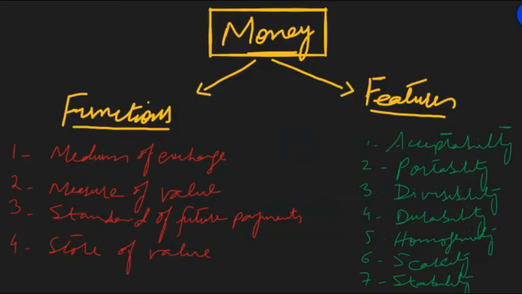One is functions of money, and number two is features of money. Money performs four functions. One is medium of exchange, the other is measure of value, the third is standard of deferred or future payments, and the fourth is store of value.